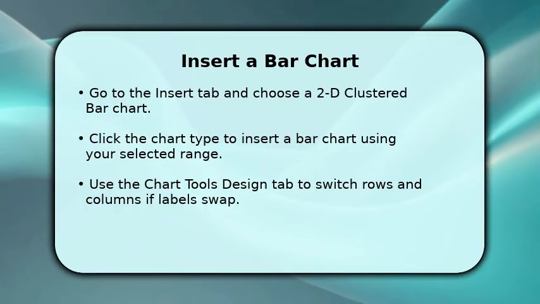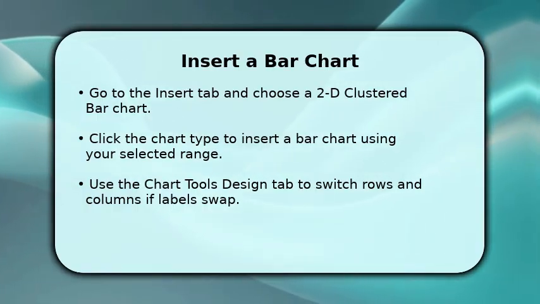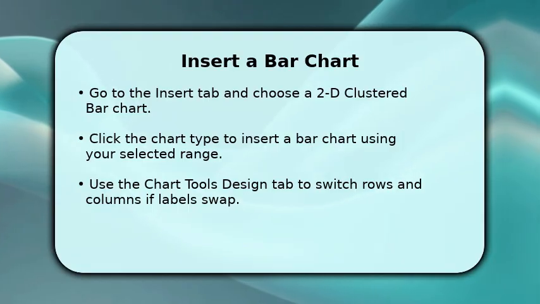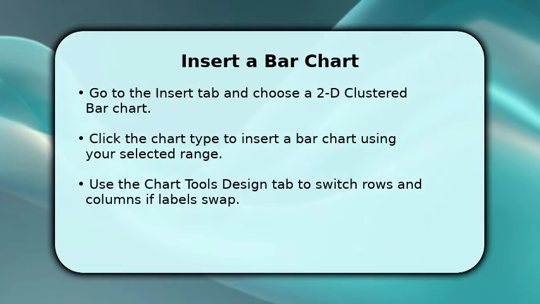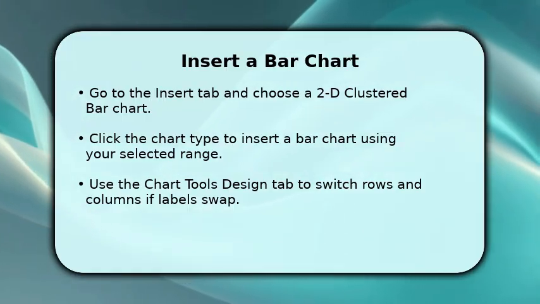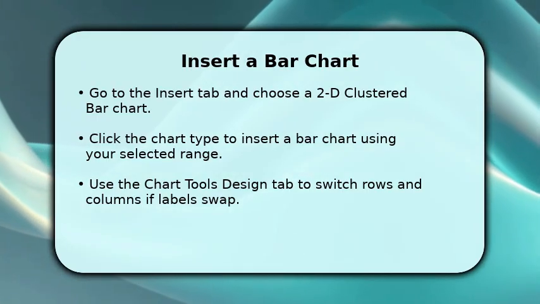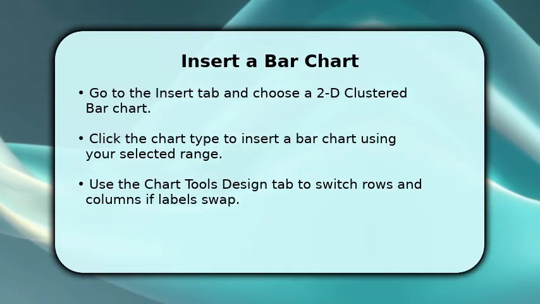Click the chart type to insert a bar chart using your selected range and watch Excel draw bars for each category. If category labels appear on the axis incorrectly, use the Chart Tools Design tab to switch rows and columns. Move the chart on the sheet and resize it to fit the layout you prefer for presentation.